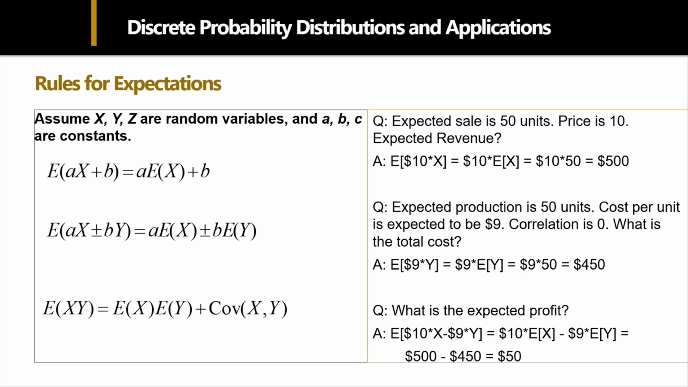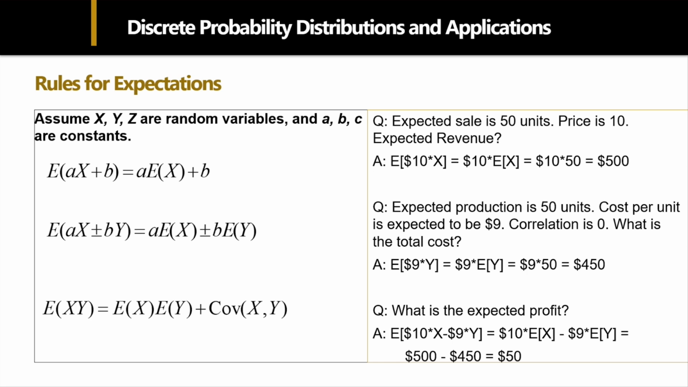Let's look at the next question, where Y is the production. We say the expected production, Y, is 50 units. The cost per unit is expected to be $9. We have a correlation of 0 between X and Y. So what's the total cost? That's equivalent to saying the expectation of 9 times Y, which is 9 times the expectation of Y. Substitute that 50 in now. 9 times 50 is 450.